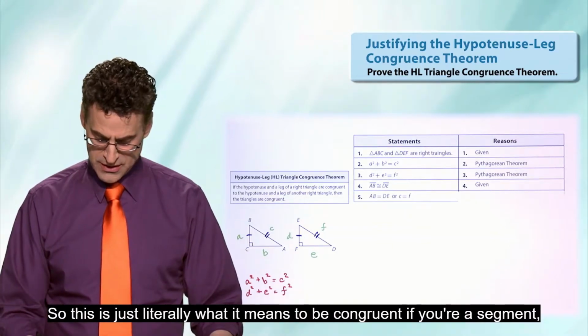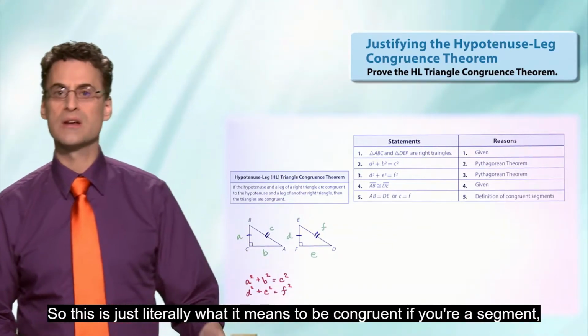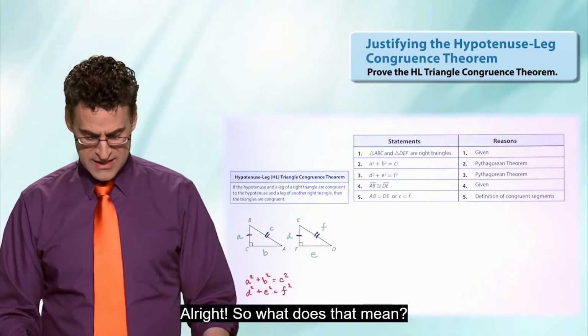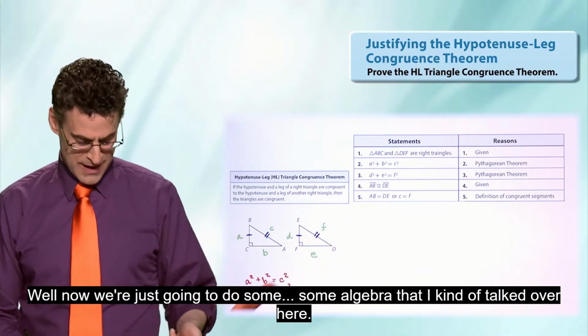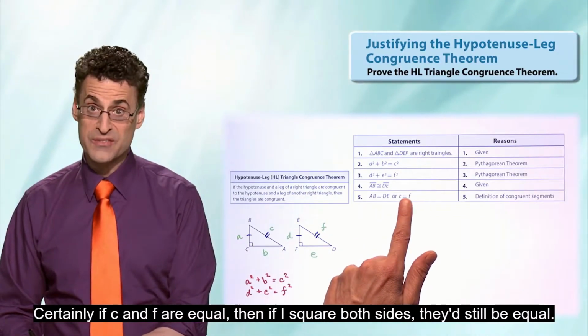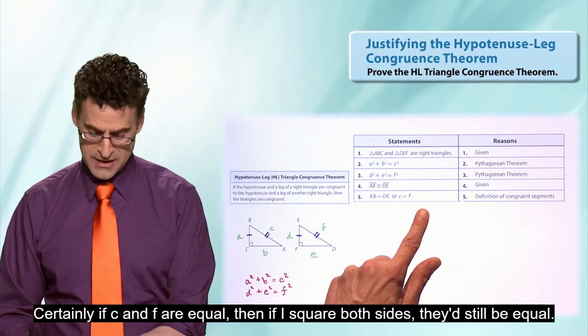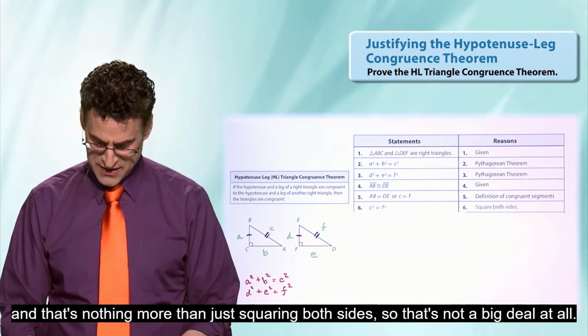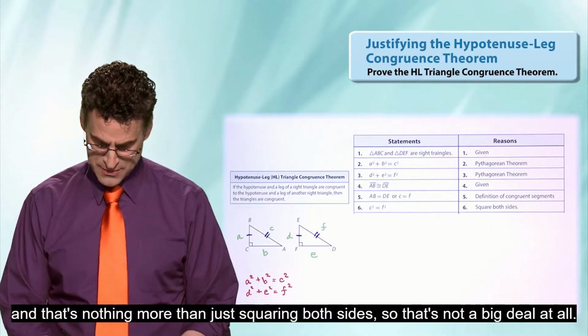So this is just literally what it means to be congruent if you're a segment. You have equal lengths. All right, so what does that mean? Well, now we're just going to do some algebra. Certainly, if C and F are equal, then if I square both sides, they'd still be equal. So therefore, C squared is equal to F squared. And that's nothing more than just squaring both sides, so that's not a big deal at all.